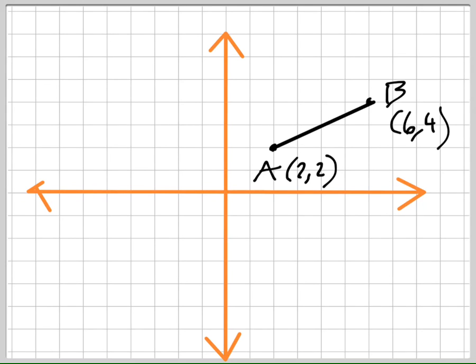Okay. So I want to know how far is it from point (2, 2) to point (6, 4), how many units? And I can't just count because I don't know where the next unit starts and stops since it's at an angle, since it's diagonal. Okay. Different ways we can do this. The first is with this thing called a distance formula. This is what the distance formula is.